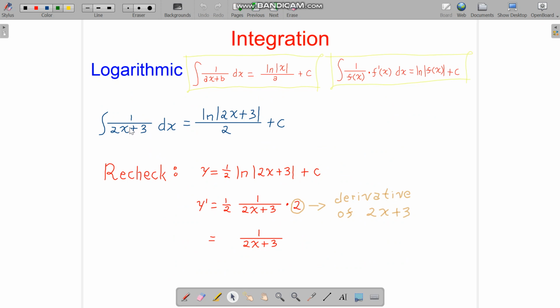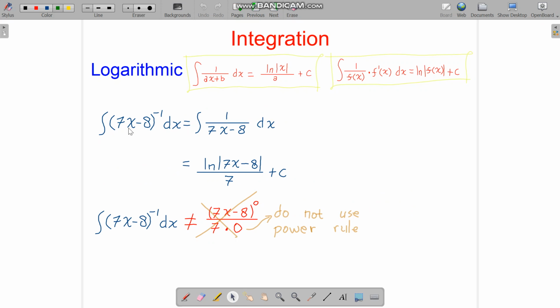Integral of 1 over 2x plus 3, so just ln of 2x plus 3 in absolute value divided by the derivative of 2x plus 3, and you can recheck by differentiating. When you differentiate, we still have 1/2, of course. 1/2 is a coefficient, so we still have it. So we get the derivative of ln is 1 over, so 1 over 2x plus 3 times the derivative of 2x plus 3. So if we simplify, we get exactly the same as the integrand.